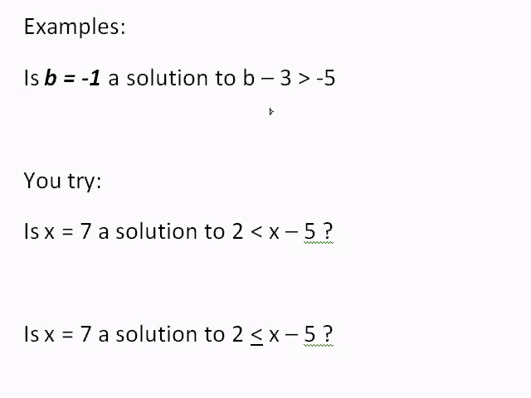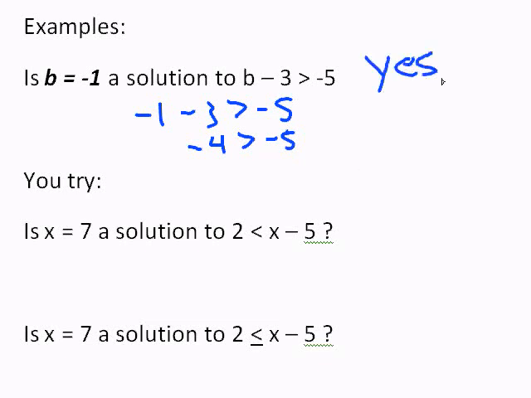Notice in this one, we're not given an equation, but rather an inequality. It works the exact same way. We're going to substitute negative 1 in for b, giving us negative 1 minus 3, and it has to be greater than negative 5. Negative 1 minus 3 is negative 4. Since negative 4 is bigger than negative 5, the answer to the question would be yes. b equals negative 1 is a solution. Why? Because it left us with a true statement at the end. Go ahead and pause the video and try these two examples out on your own. When you're ready to see the answer, go ahead and press play.